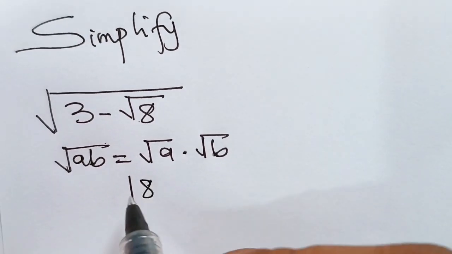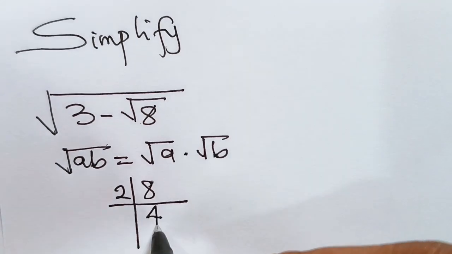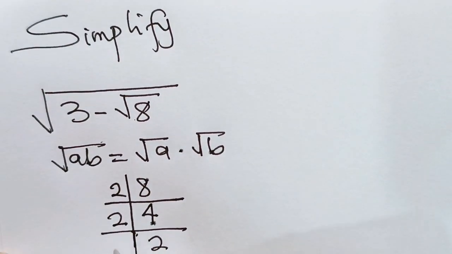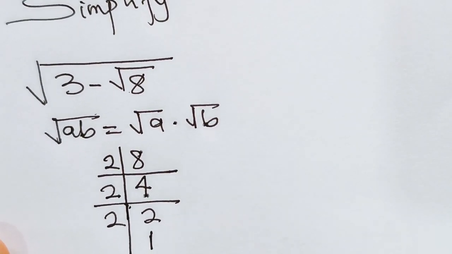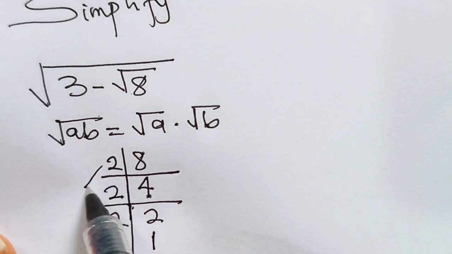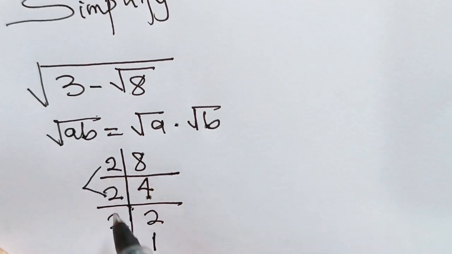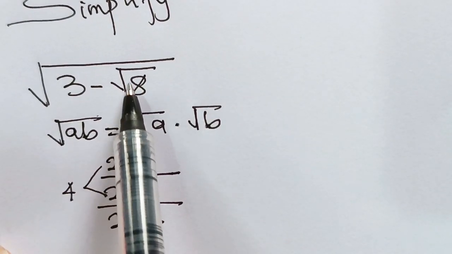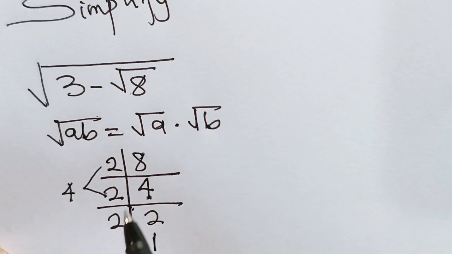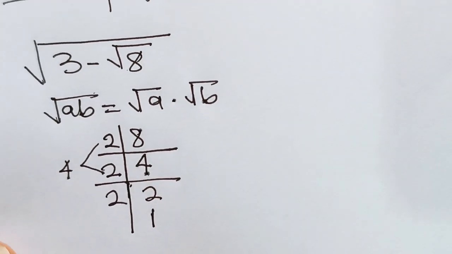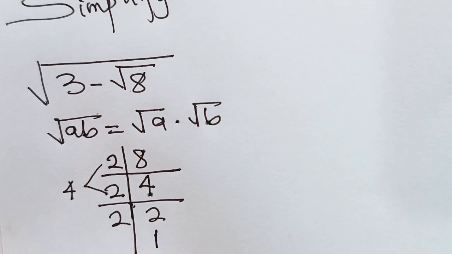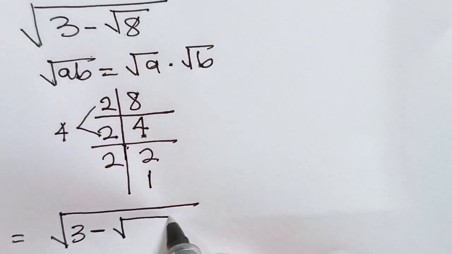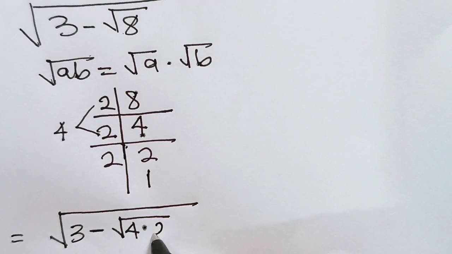So we have 8. When 2 divides 8, we have 4. When 2 divides 4, we have 2. When 2 divides itself, we have 1. Now, because this is a square root, we need to pair identical numbers. We pair them. So this is the only pair of identical numbers we can form from this. So this is 4. So it means that we can express square root of 8 as 4 multiplied by 2. Okay? So now let's rewrite our question. So we're going to have the square root of 3 minus the square root of 4 multiplied by 2.